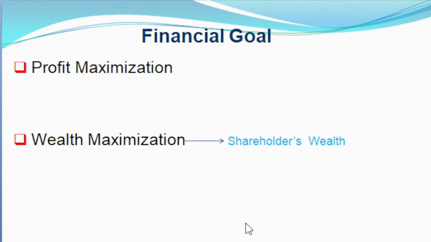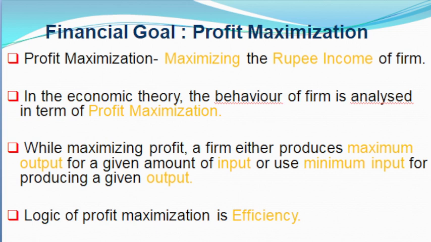Because the shareholder is the most important part of any organization, because they are the people who control the image of the organization. So here wealth maximization means shareholders' wealth. Now, what is the financial goal? The first is profit maximization.